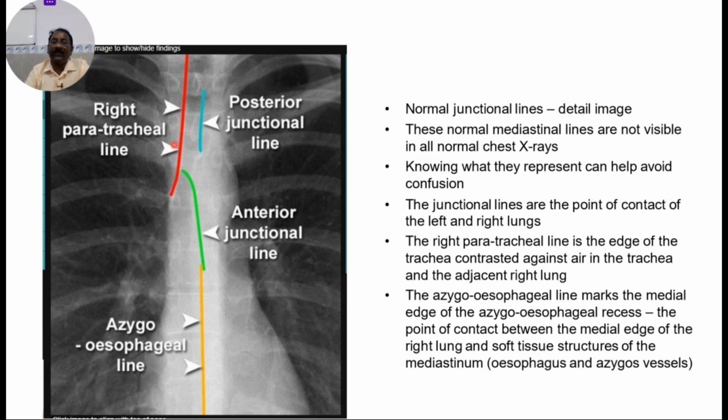The azygoesophageal line, so this one, marks the medial edge of the azygoesophageal recess, the point of contact between the medial edge of the right lung and the soft tissue structures of the mediastinum, mostly the esophagus and the azygos vein.